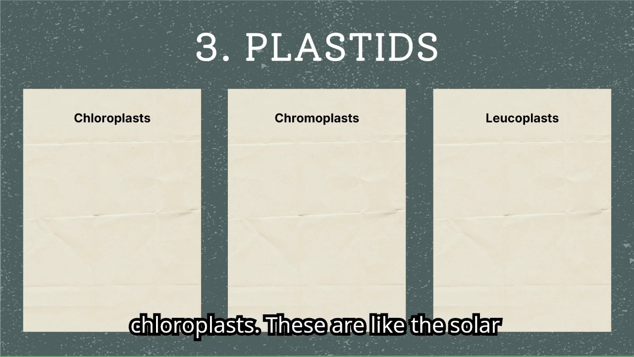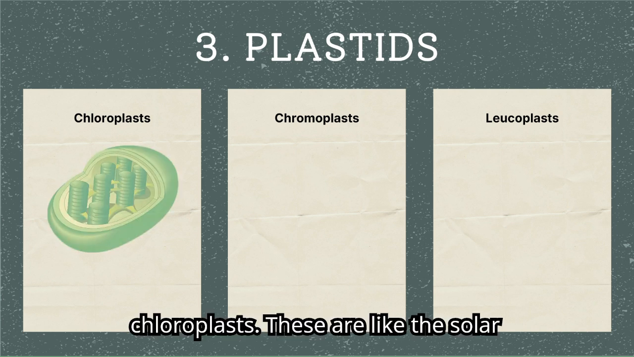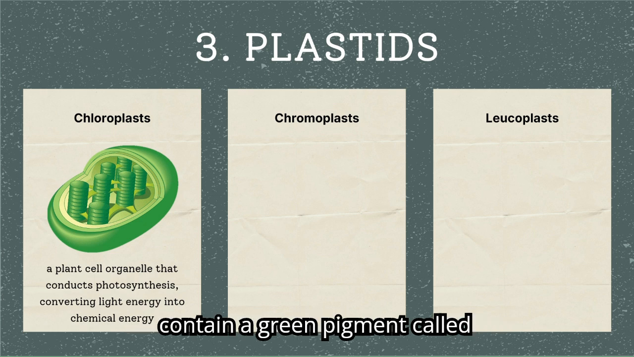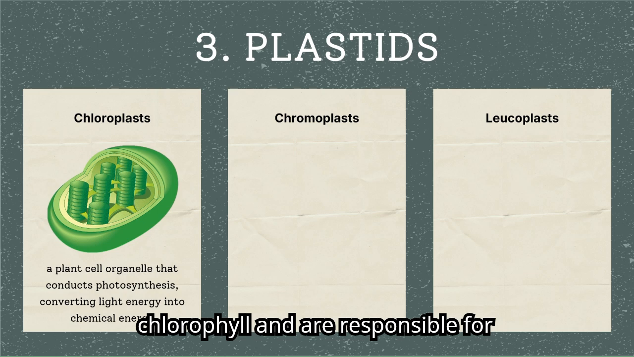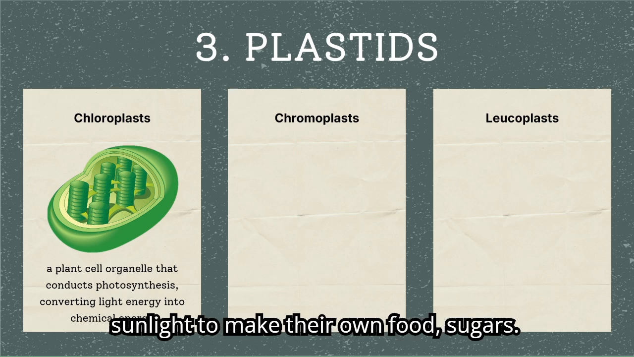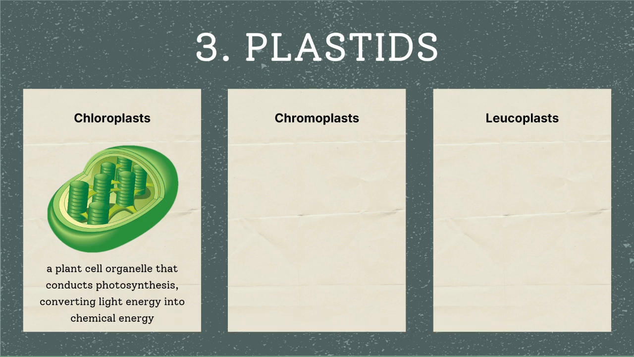Number 1. Chloroplasts. These are like the solar power factories of the plant cell. They contain a green pigment called chlorophyll and are responsible for photosynthesis. That's how plants use sunlight to make their own food, sugars. They make plants look green.